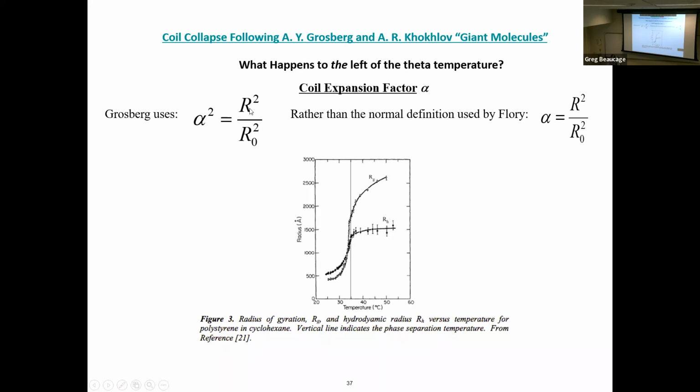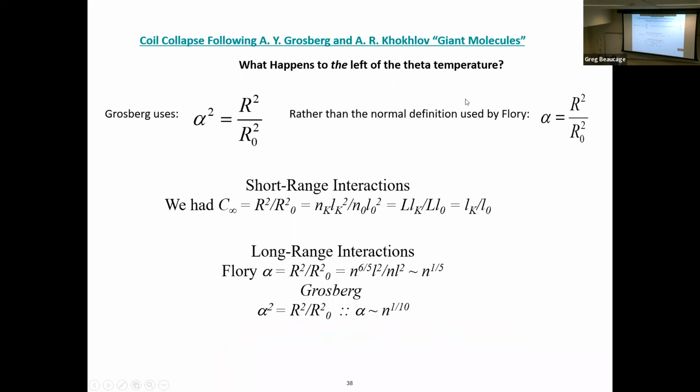Anyway, what he does is, we have this coil expansion factor. We have this C infinity, which is the coil size divided by the theta size, NL squared versus the step size changes. That's a short range interaction, like a local interaction. And then this ends up being LK by L naught. Then Flory defined this coil expansion factor for long range interactions, which looks like the same thing. It's the coil size versus the theta size.